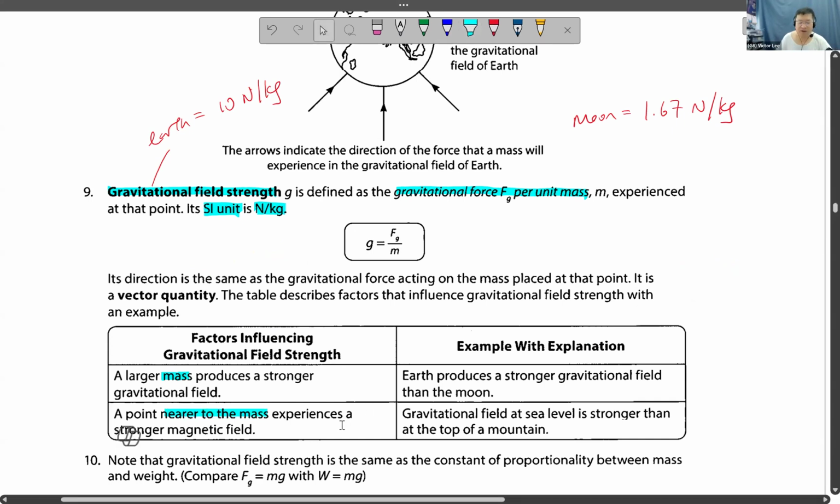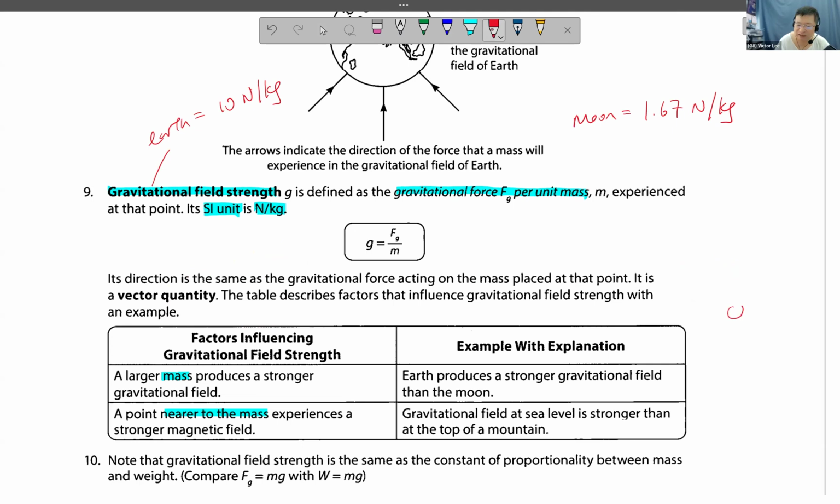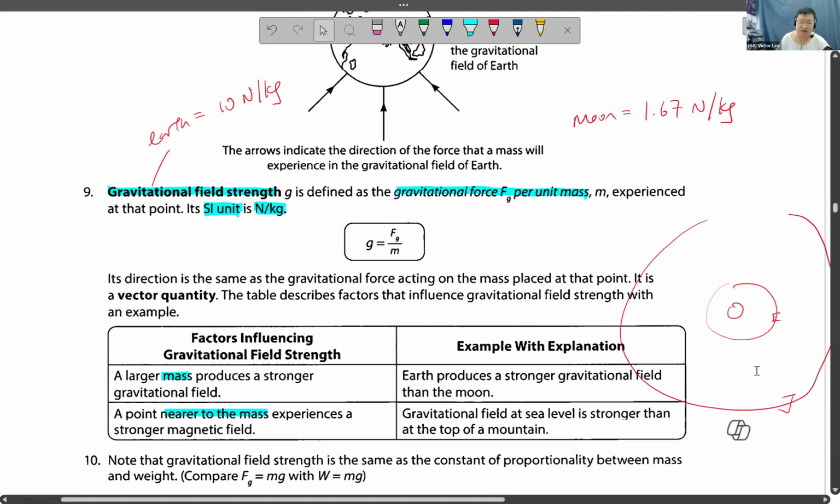For example, if we are in an orbit that is very far from the sun, for example, the Earth like that, right? This is the sun, and this is Earth. And let's say that's Jupiter. Who experiences a greater attractive force? Obviously, my Earth, because the nearer to the mass, the greater is the gravitational field strength.